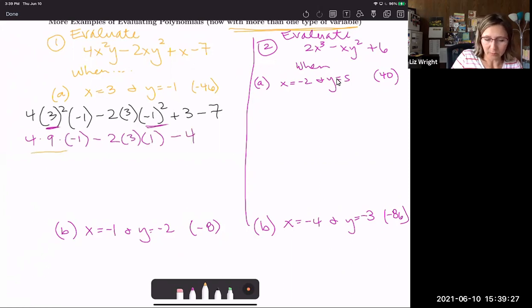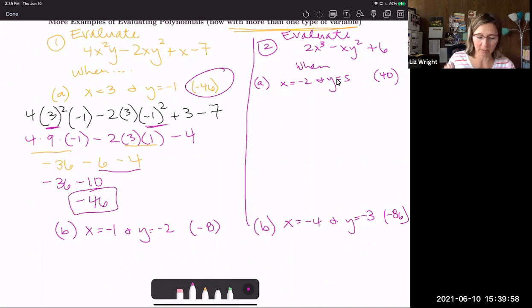All right, now I'm going to do my multiplication. 4 times 9 is 36. 36 times -1 is -36. -2 times a 3 times a 1, that's going to give me -6 minus 4. And then here I go, I'm going to do my associative property here because I'm thinking about how I want to take those two and subtract those first because they're going to give me 10. So I'm going to do -36 minus 10, which gives me exactly what we were hoping for, the correct answer, -46.